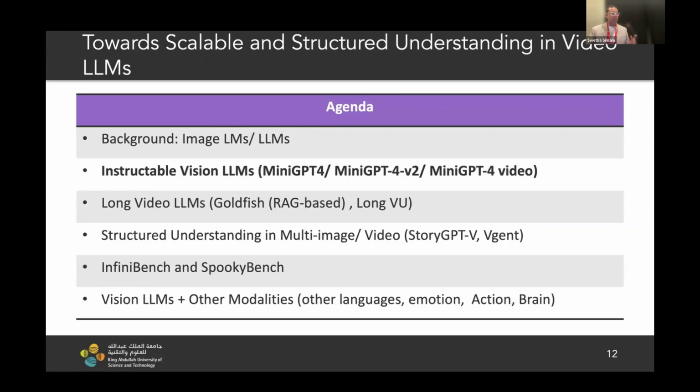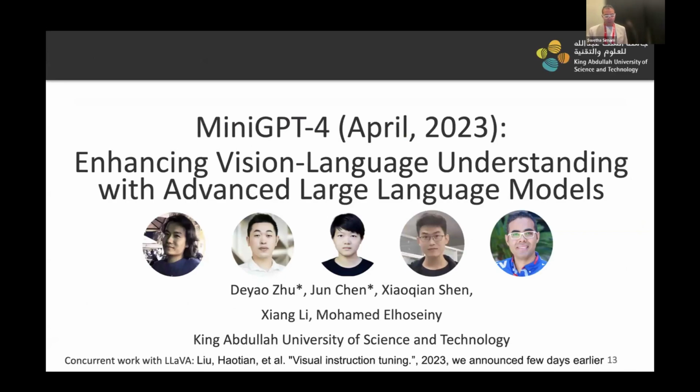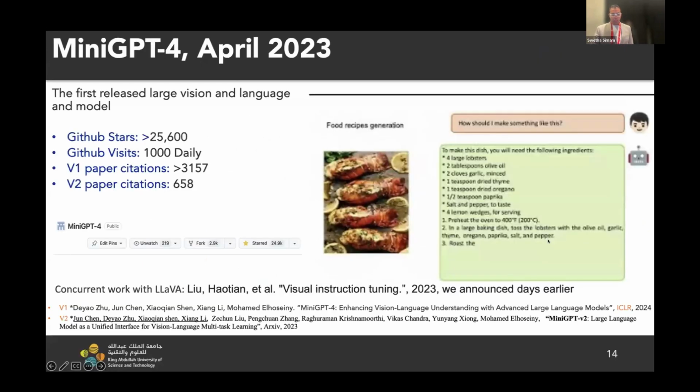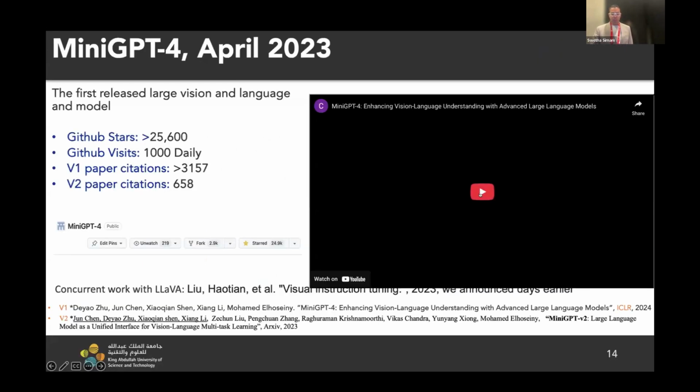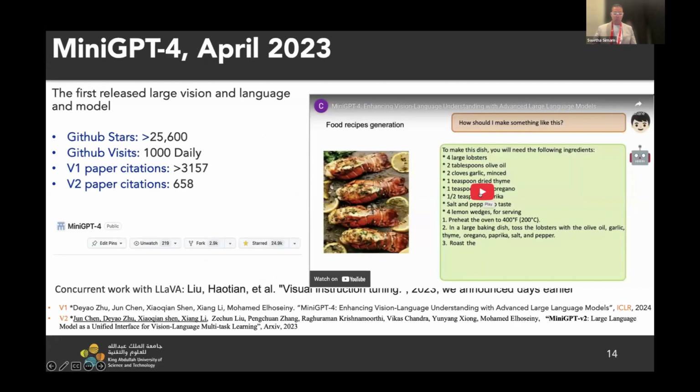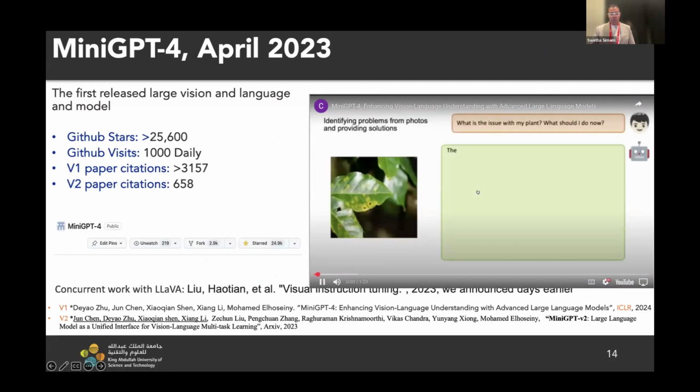These models up until this point were not instructable. So later, a family of vision language models was introduced, including MiniGPT, concurrent work with LLaVA, visual instruction tuning. This was released in April 2023, and the point here is to bridge the gap with large language models as we know them today post ChatGPT, so that we can instruct them to do some tasks that were not possible before.